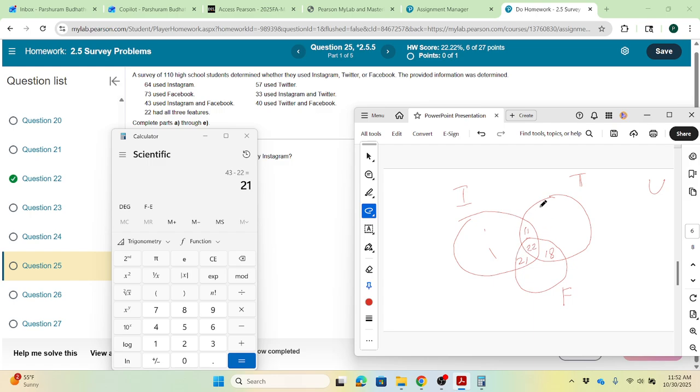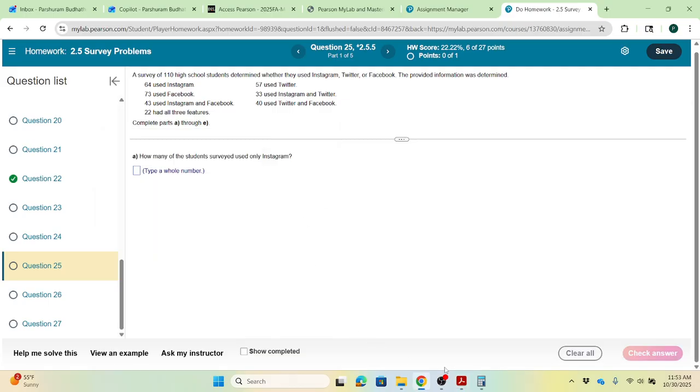So now the rest, the Twitter users. Total Twitter users is supposed to be 57, but if you add all these three numbers, 40 plus 11 is 51, so the leftover is 2. It goes here. 73 use Facebook, so 21 plus 18 is 40, 40 plus 22 is 62, so 11 leftover. 64 use Instagram, so 21 plus 22 is 43, plus 11 is 54, and 64, so that means 10. That's the leftover. So that's the information we got from this survey.